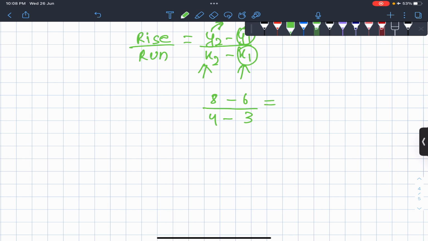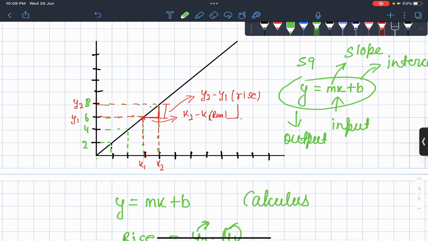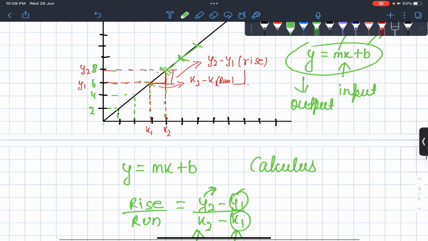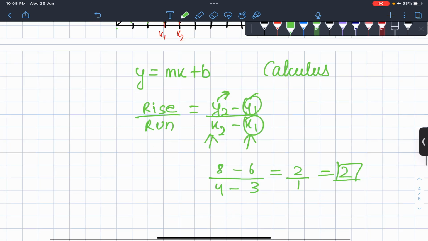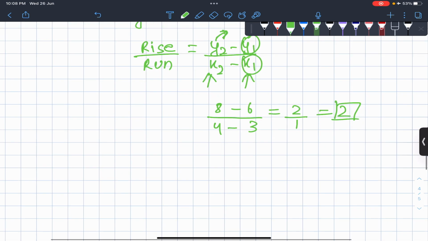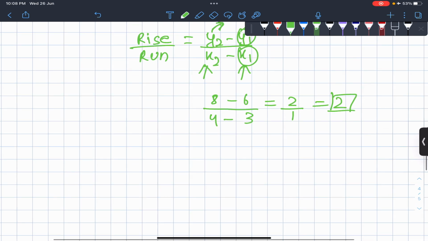Let's get the ratio. Let's get how much we rose. What did we get? 2. And if we perform this here also, then we will get 2 also, because it is linear. So we'll definitely get 2. Now if you're getting 2, then we'll always get 2.